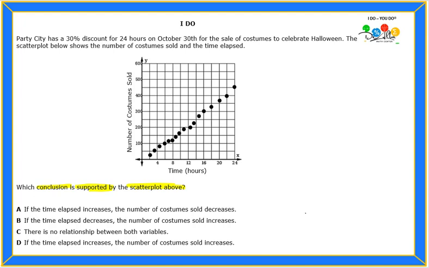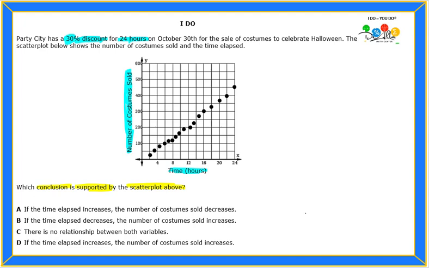So first of all, what are they talking about in the graph? What are the two things that they're comparing? Well, they're comparing the time in hours for the sales that they have, and the number of costumes that they sold, okay? So remember that they have a 30% discount, and they're gonna have it for how many hours? For 24 hours, right? Okay, so in the first couple of hours, you can see how many costumes were sold in the first couple of hours compared to how many costumes are sold after so many hours, right?